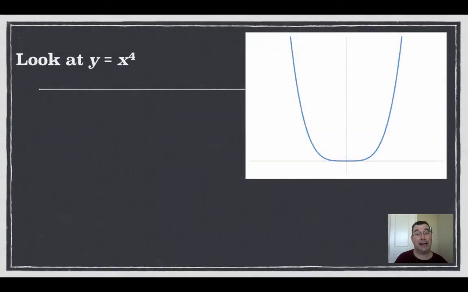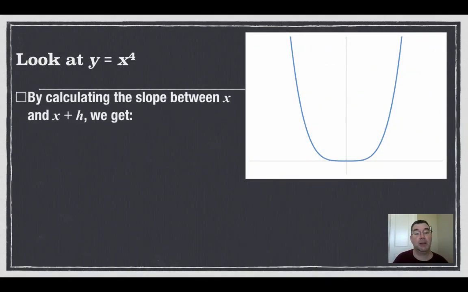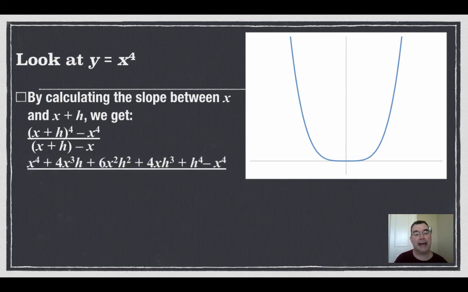Now let's look at y equals x to the fourth. To calculate the slope, we're going to do x to x plus h again. Now I'm raising my x's to the fourth in order to get the y's. So I've got x plus h to the fourth minus x to the fourth on top. And on the bottom, I've just got my x's being subtracted just like normal, x plus h minus x.